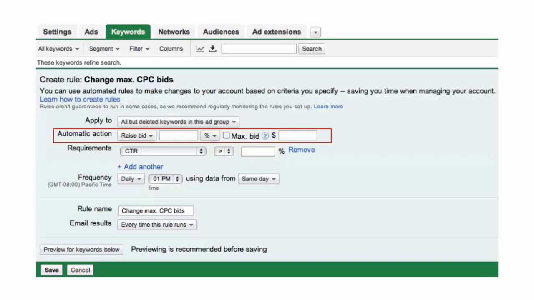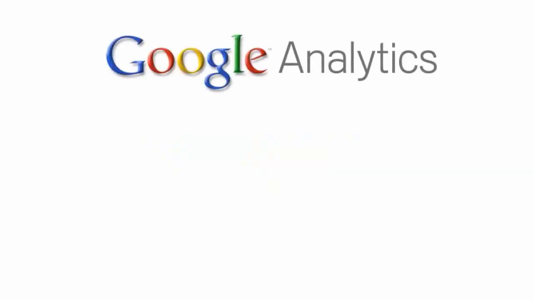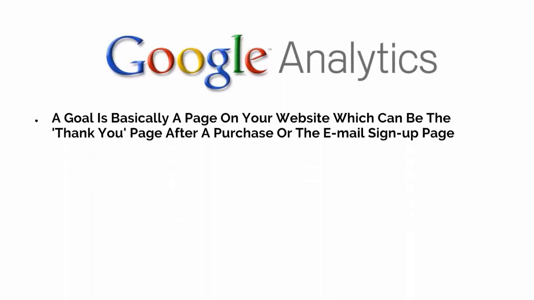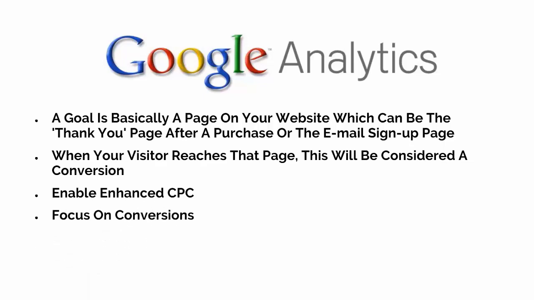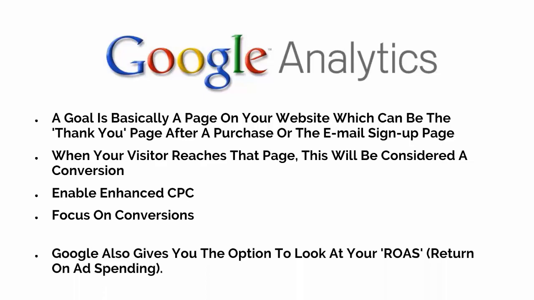conversion rates. To do this, you'll need to set up a Google Analytics account, and then you'll need to set up a goal. A goal is basically a page on your website which can be the thank you page after a purchase or the email sign-up page. When your visitor reaches that page, this will be considered a conversion. Now select Enable Enhanced CPC and then the Focus on Conversions box.